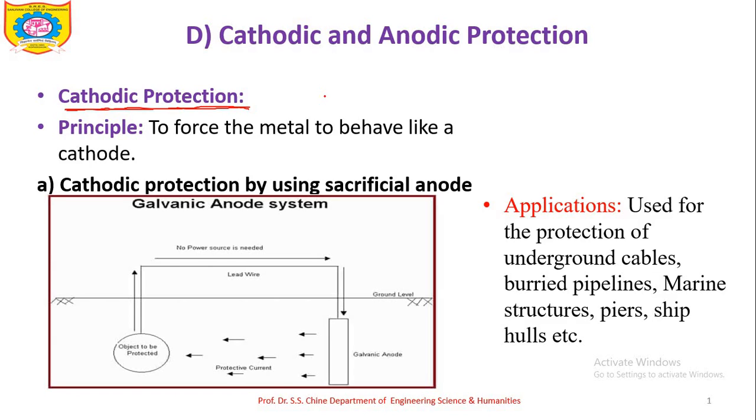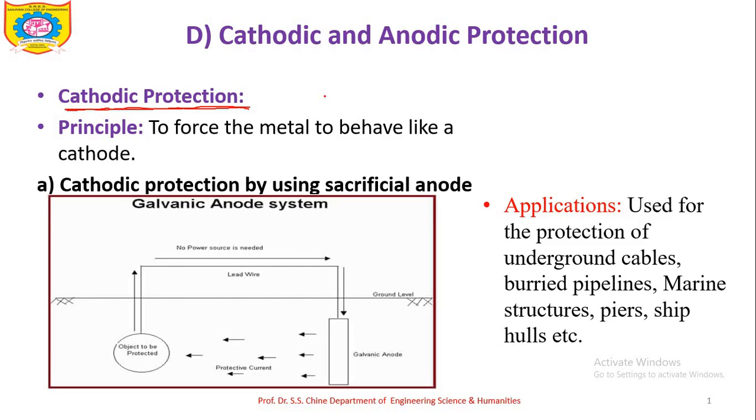I want to protect the metal structure which is made up of iron. Then it should act as a cathode. But if it is acting as an anode, it will get corroded. So when it acts as a cathode, if a metal which is higher placed than the iron is in contact with the iron metal, then it may get protected. How? Because the higher placed metal will act as an anode and automatically iron becomes the cathode.